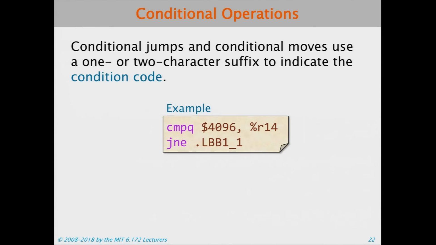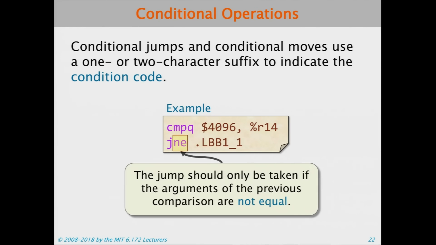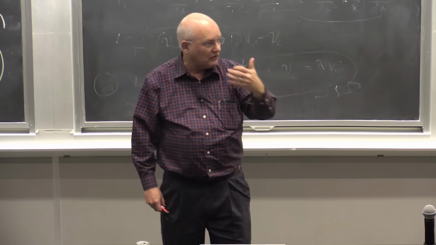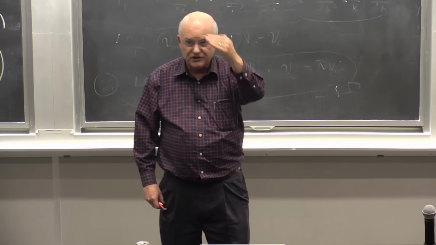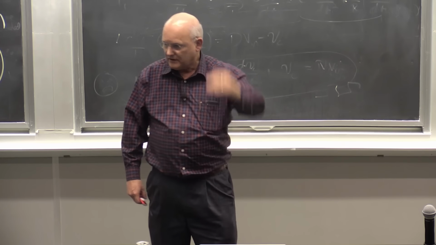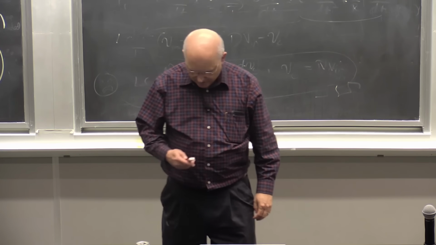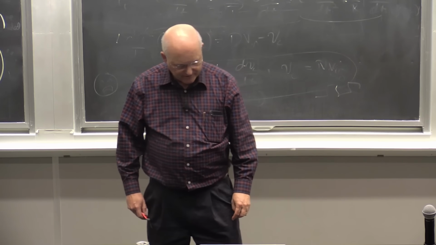Conditional jumps and conditional moves also use suffixes to indicate the condition code. Here, for example, the NE indicates the jump should only be taken if the arguments of the previous comparison are not equal. So NE is not equal. You do a comparison, and that sets a flag in the rflags register. Then the jump will look at that flag and decide whether to jump or just continue the sequential execution of the code. And there are a bunch of things that you can jump on.